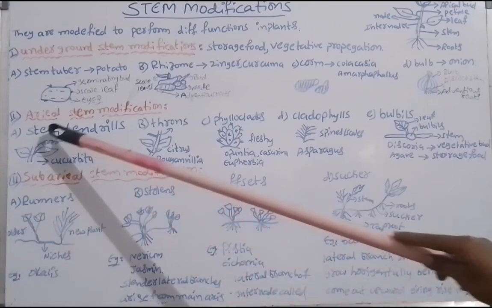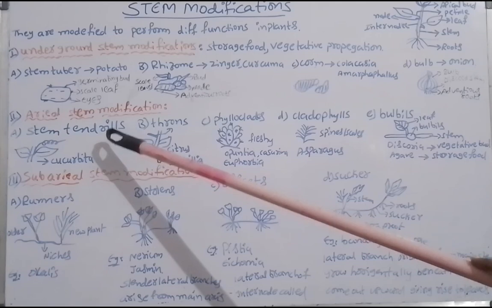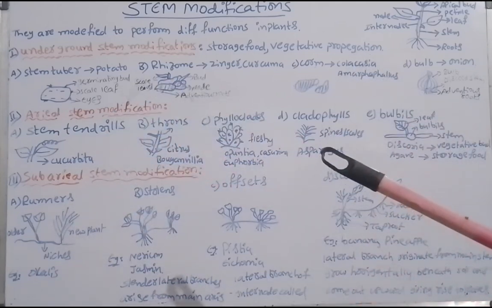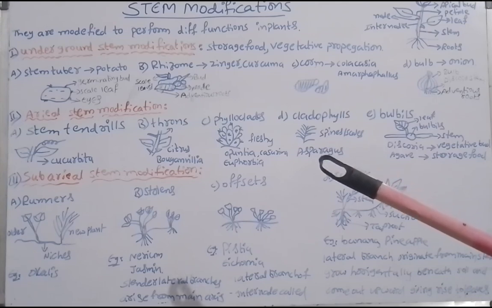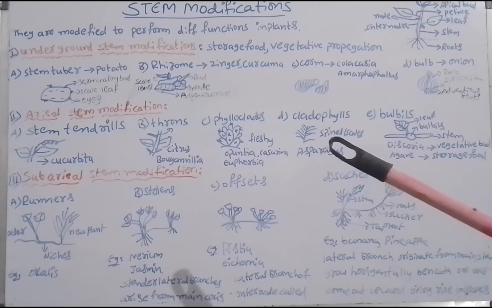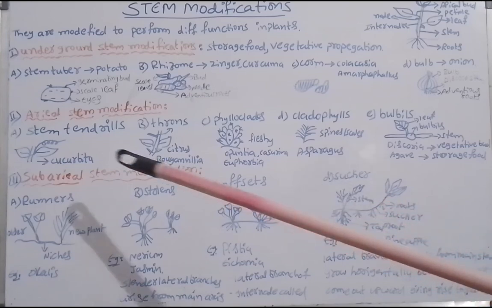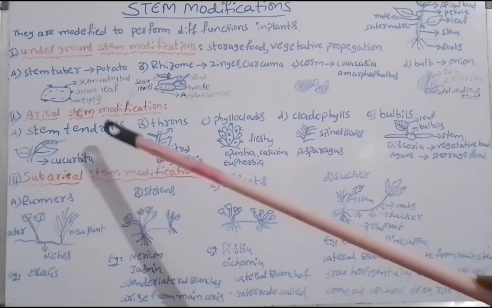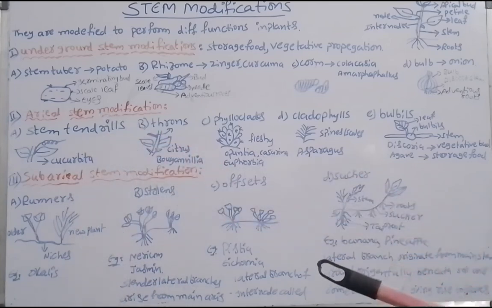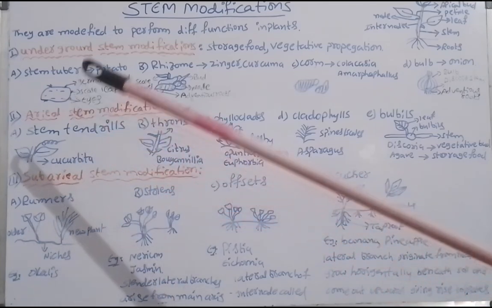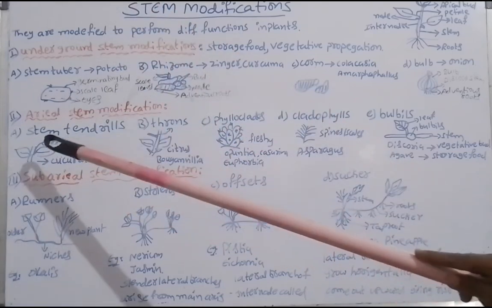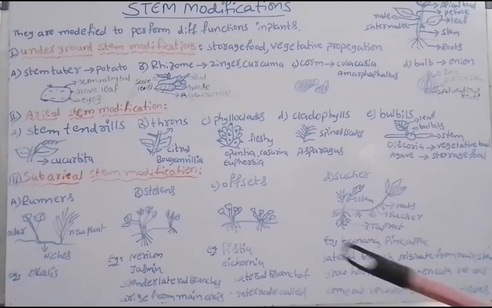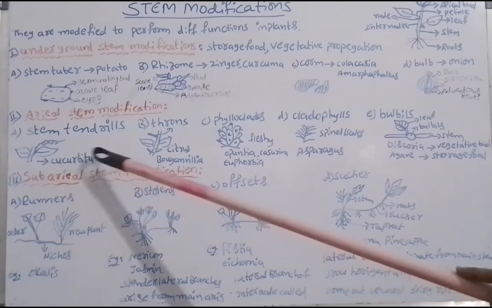So this is the stem tendrils. These stem tendrils are used in climbing. These are slender, spirally coiled structures developed either from axillary buds, as in pumpkin. So see here, aerial stem modification. Stem tendrils are used in climbing, and these tendrils are slender spirally coiled structures. For example, pumpkin, watermelon, cucurbita.